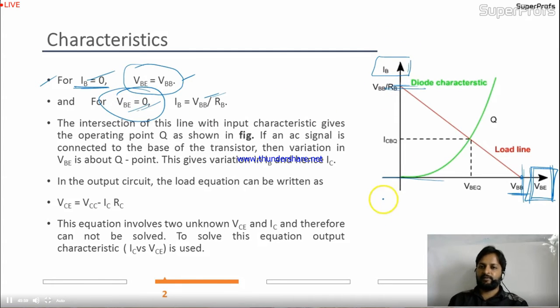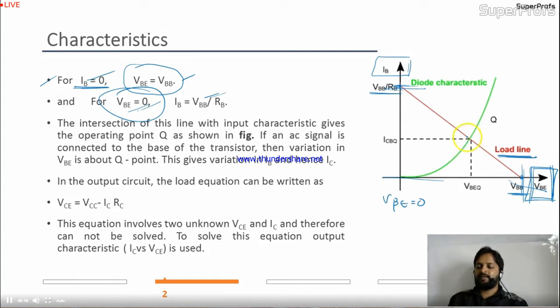At this line only, VB equal to 0. VBE equal to 0 at this line. So at this line, IB you are getting is VBB by RB. So you will connect these 2 points in this way. This is what we call the load line.